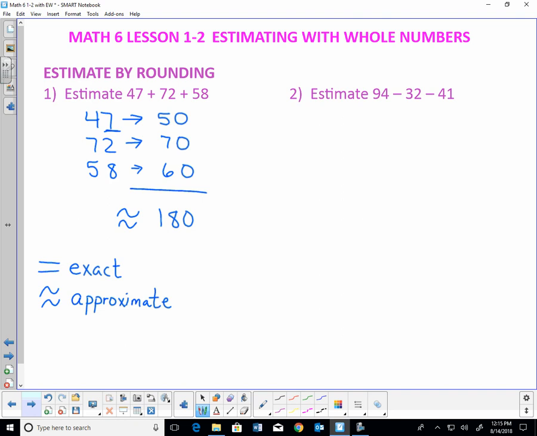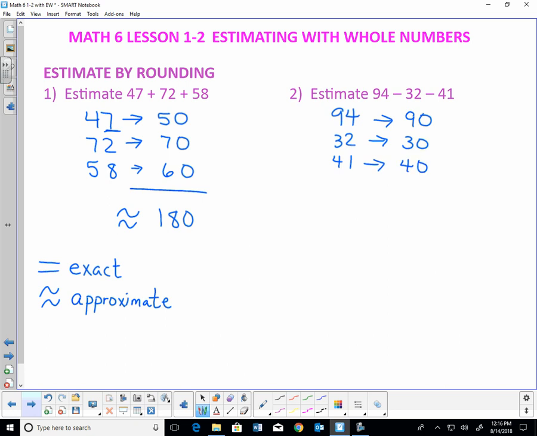When you're doing subtraction, you can do the same thing. I have 94, 32, and 41. I'm going to round all of these. They all have numbers in the tens place, so I'm going to round them all to the tens position. 94 would round to 90, 32 would round to 30, 41 would round to 40.